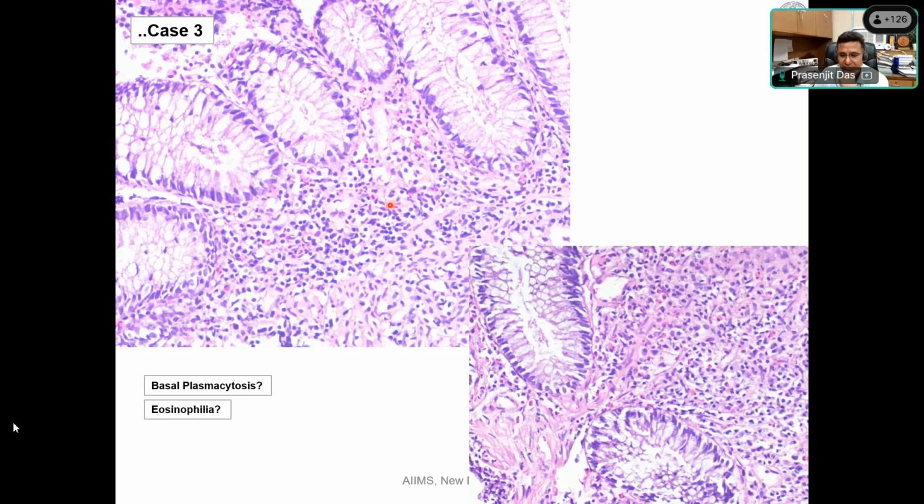So eosinophilia is present. Here also you can see the same thing, but here it is not properly oriented, but in this area we can see many plasma cells. Can you see that? Just above the muscularis mucosae. Yes, sir. That indicates basal plasmacytosis. Till now, what we have determined, is it chronic or acute inflammation? Chronic inflammation, sir. Chronic patchy inflammation. So till now we can say it is a patchy chronic colitis with basal plasmacytosis and mucosal eosinophilia.